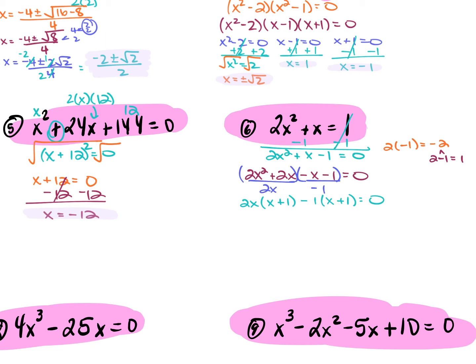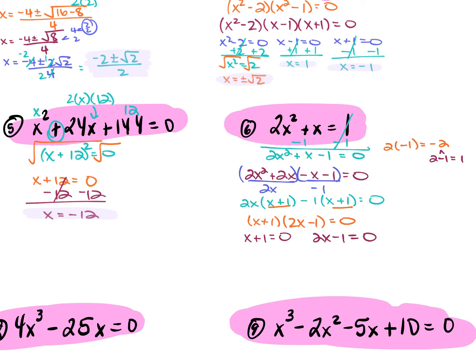0. Your 2 sets of parentheses are the same, so you can rewrite them once and form another out of that 2x and that negative 1 that you factored out from both sets of parentheses. From here, you're completely factored, so set each part equal to 0. You're going to have x plus 1 is equal to 0, and 2x minus 1 is equal to 0.